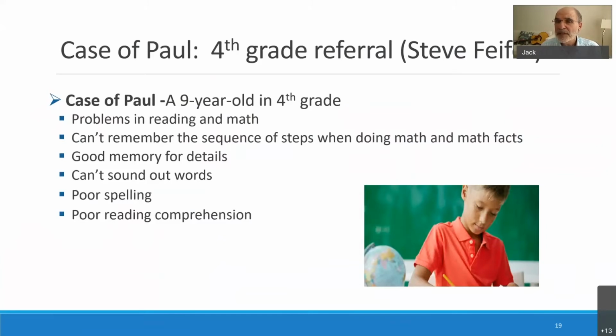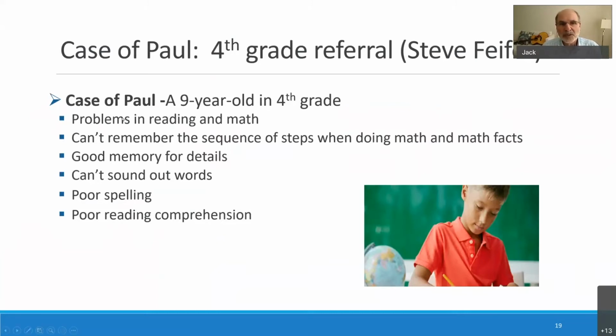And the reason being is because Steve's understanding of academics is closely tied to PASS. So when you get a weakness in PASS, you can align it to the academic weaknesses. And I'll talk to you a little bit more about that. But in any case, let's look at this case of Steve's.